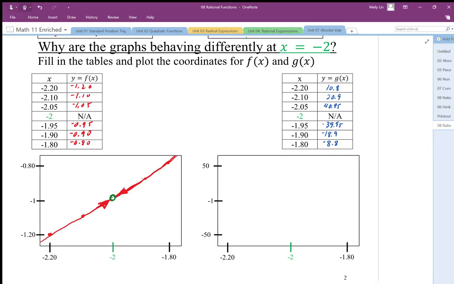Okay, so what's happening? Why is the other one looking different? Because if we graph these coordinates, at x equals -2.2, when I plug it into g, I end up with positive 10.8, so maybe somewhere around here. And at -2.1, I'm at 20.9, maybe somewhere around here. And then -2.05, it's starting to creep up really fast.